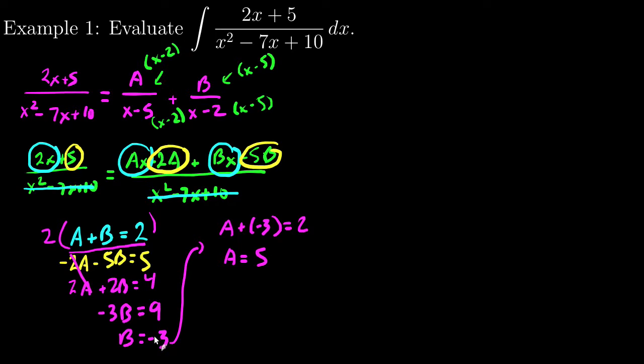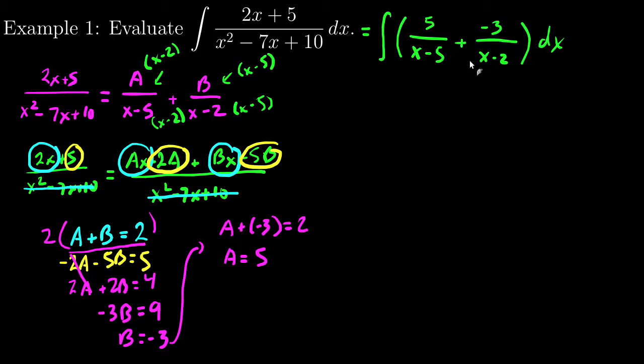Because a is 5 and b is negative 3, that means that I can rewrite this integral as the integral of 5 over x minus 5 plus negative 3 over x minus 2 dx. And if this were just 5 over x, I would get 5 natural log of x. I could do u substitution. I guess I'll show it.